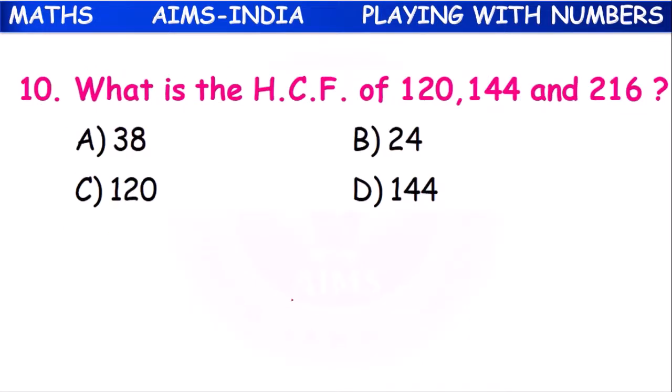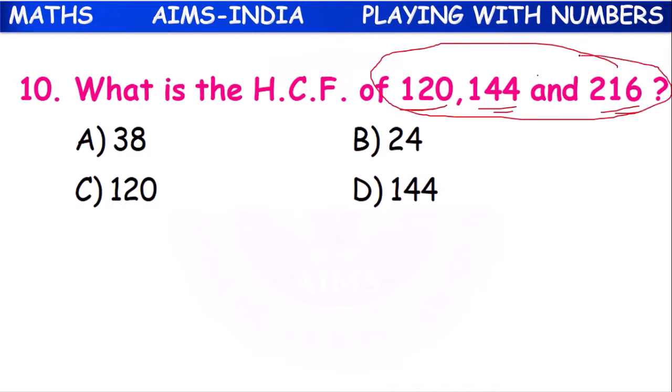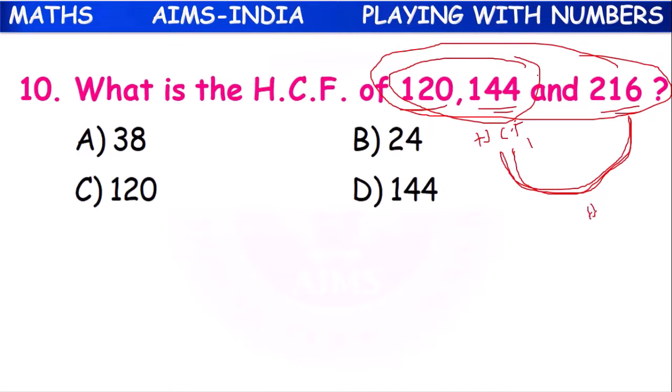Next, 10th one. What is the HCF of 120, 144, 216? So we have to find the HCF of 3 numbers. First, we have to find the HCF of 2 numbers. With that HCF and the third number, we have to find the HCF again a second time. That will be the HCF of all the 3 numbers.